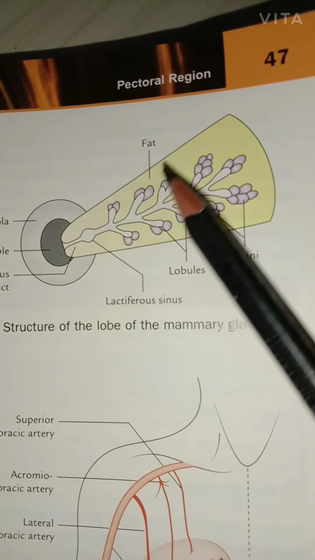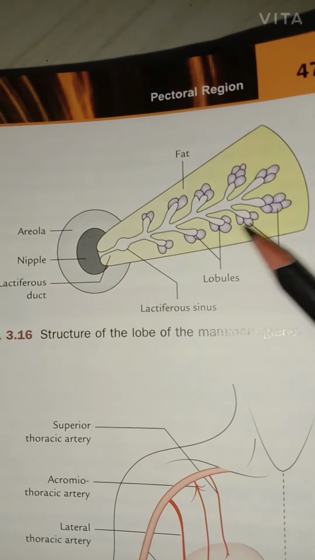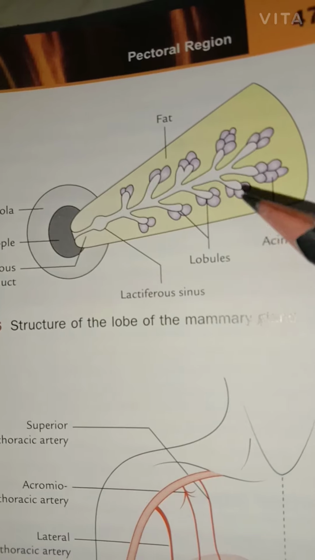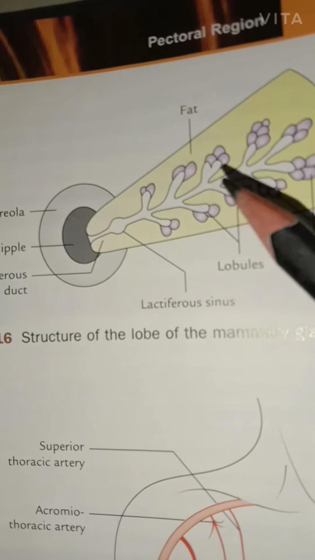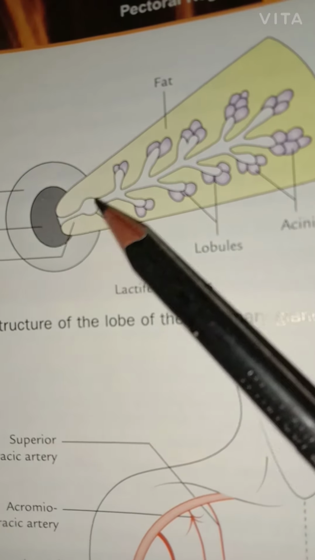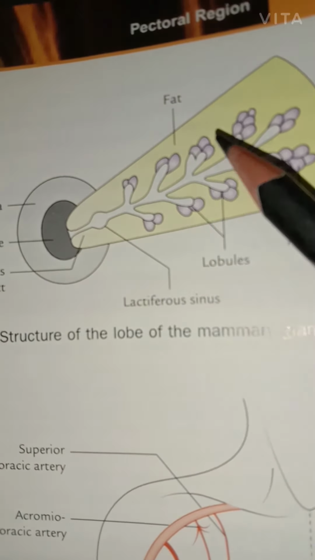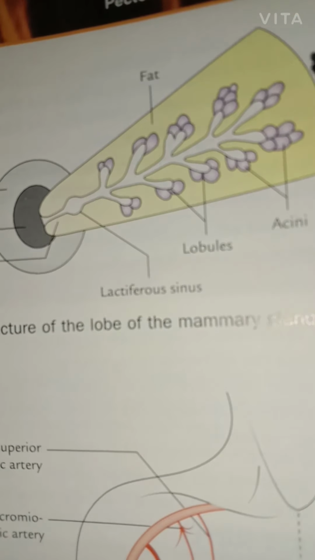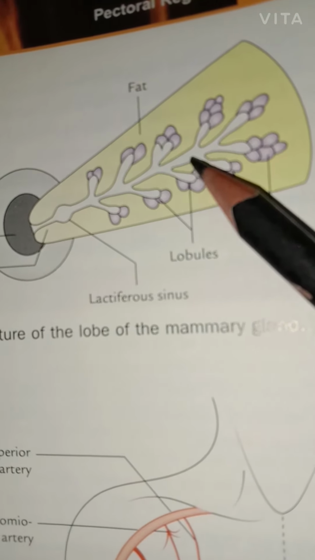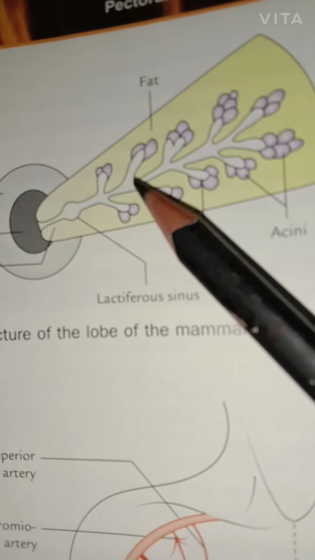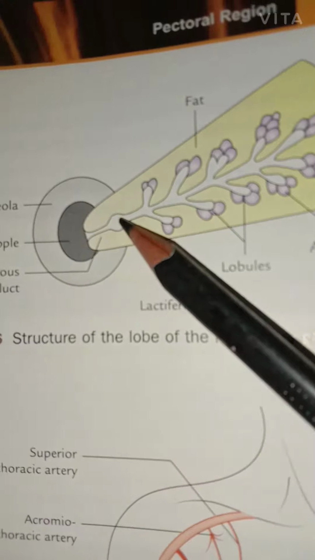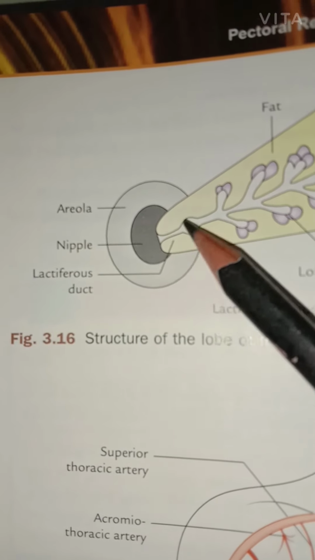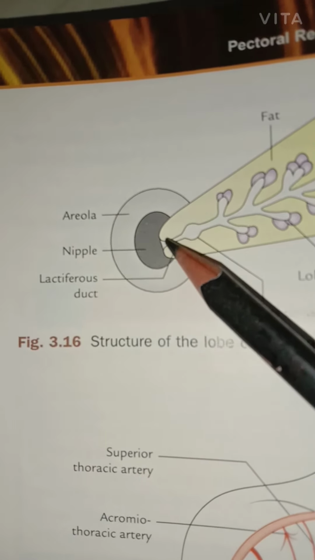In another diagram here you can see these three lobules, that is the lobule of the breast, and it consists of the lactiferous duct. Here you can see the lactiferous ducts. It is a cluster of alveoli, and they open into the lactiferous duct. The lactiferous duct then opens into the lactiferous sinus, which opens into the duct of the nipple of the breast.